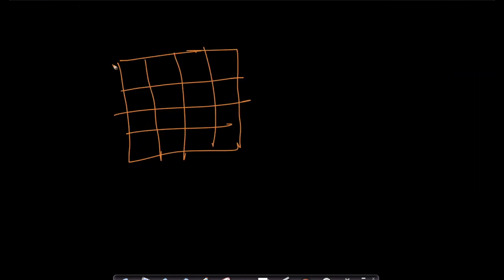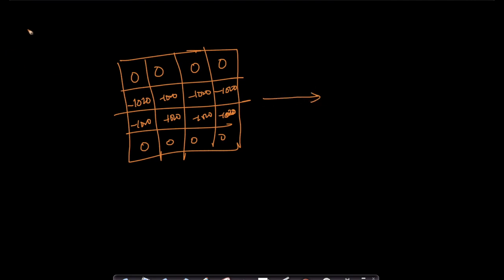Okay, so the output image looked like this: 0, 0, 0, 0, minus 1020, minus 1020, minus 1020, minus 1020, minus 1020, minus 1020, minus 1020, minus 1020, 0, 0, 0, 0. This is 1020. Okay, so this is the image that you got. Now, your grayscale image can only have values between 0 and 255. This is the minimum value in your grayscale image, and this is the maximum value.